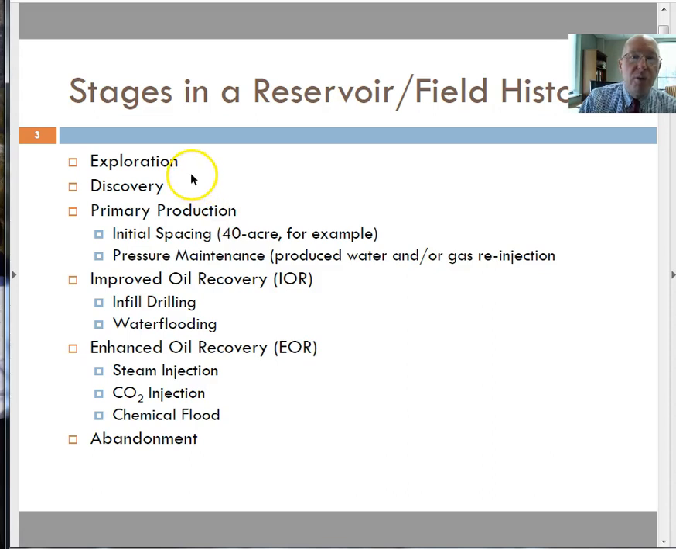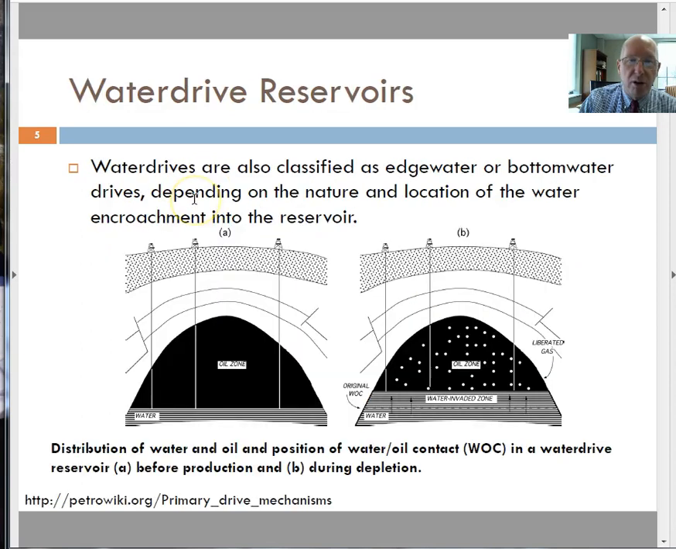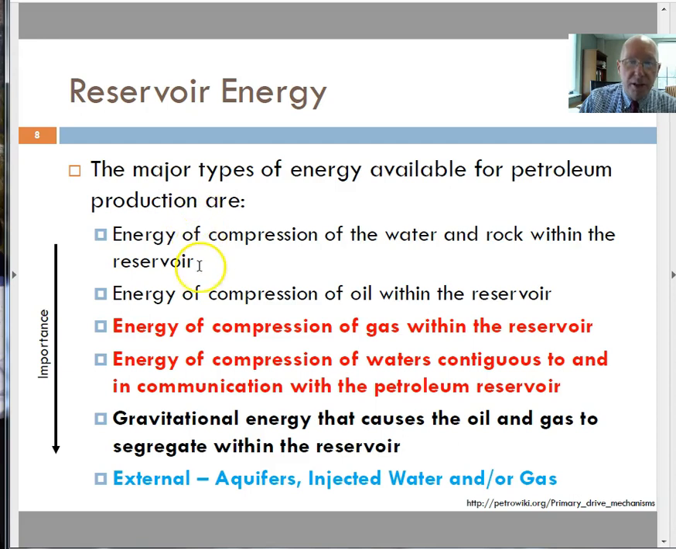Again, just as a review, as far as the stages go, you start with primary production. Then you might consider improved oil recovery. You might consider enhanced oil recovery, and then field abandonment. As far as conventional reservoirs, I want you to be familiar with the various types of energy drives that are associated with this. And this is when you get into a reservoir, what keeps the oil flowing. So be familiar with water drives, gas drives, and this sort of reservoir energy.